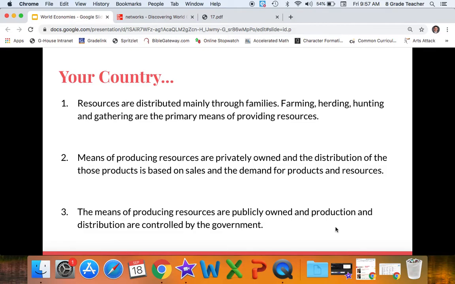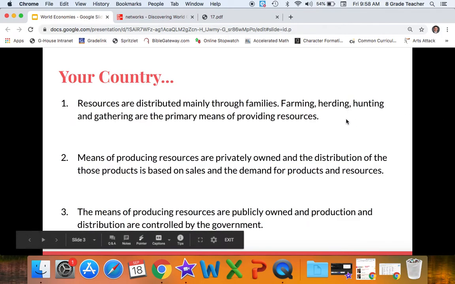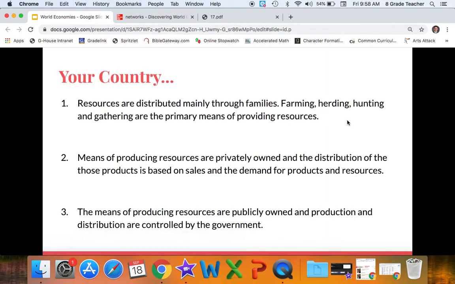Number 1, resources are distributed mainly through families. Farming, herding, hunting, and gathering are the primary means of providing resources. Mr. Shane, I think, would love to live in a circumstance like this, because every single day you wake up, it's all about survival. You got to grow your own food. You got to keep track of your livestock and take care of your animals that are going to provide for you. And you got to hunt and fish and gather to get the things that you need every single day. Nothing else matters besides survival in this circumstance. Maybe that's not for you. Maybe it is for you. Let's look at the next one.